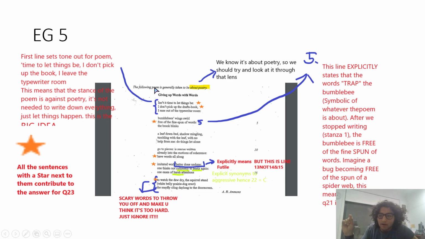I don't pick up the book. I don't write anything in it. It's not needed to write down everything. Just let things happen. This is the big idea or central theme of the poem. Okay, right? And now, why do I keep saying, think about the central theme?